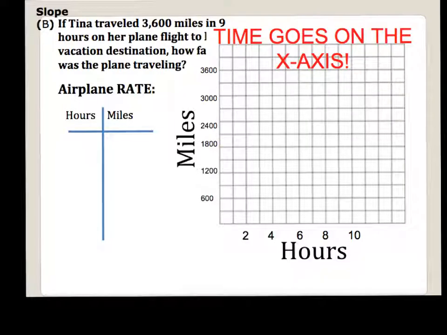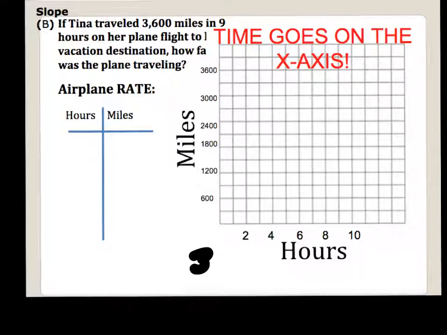All right, Tina traveled 3,600 miles in 9 hours. How fast was the plane traveling? In order to answer that question, we need to find the airplane's rate or unit rate, which should be review for you. I don't have a lot of space up here where I need to put my answer, so we are just going to put it down on the bottom here. You can fit yours wherever works best for you.